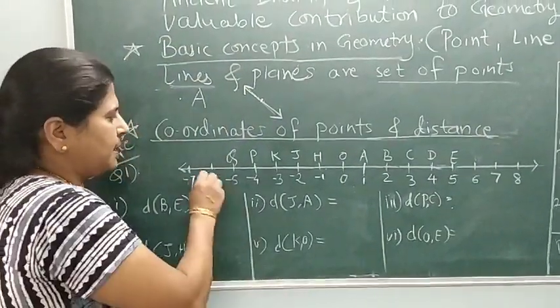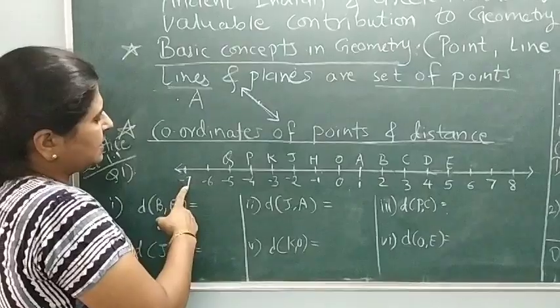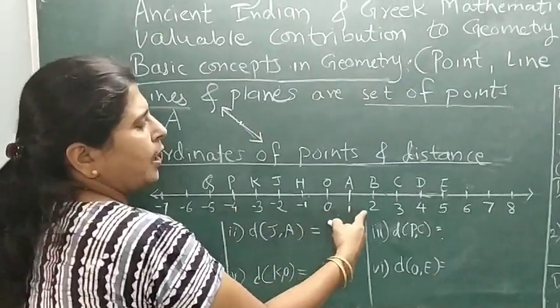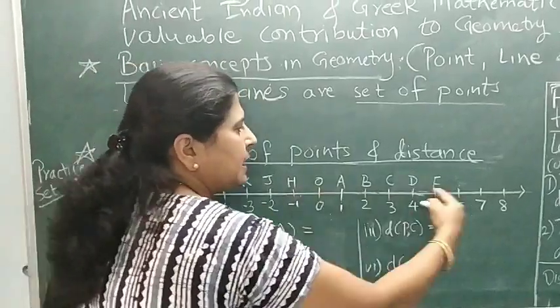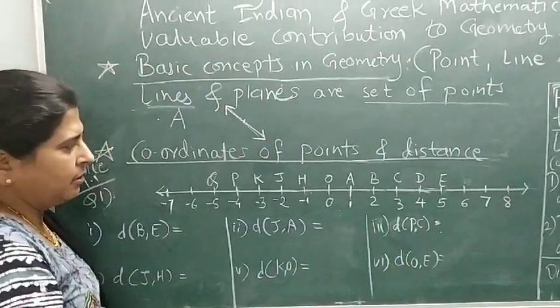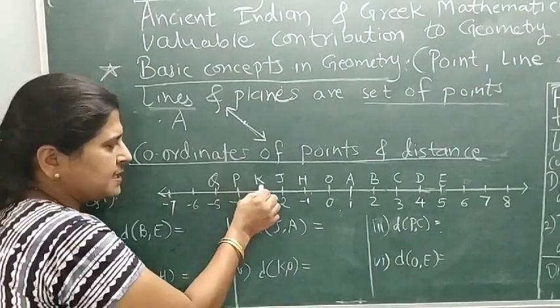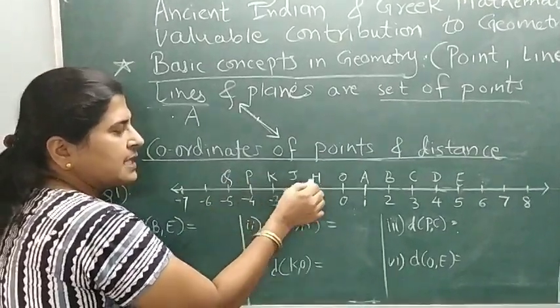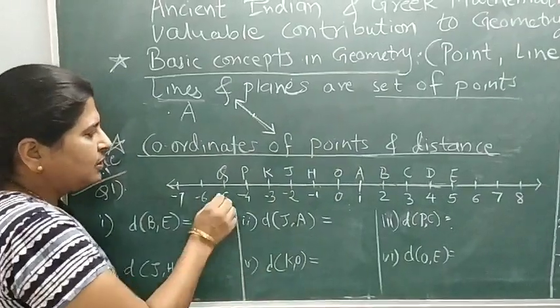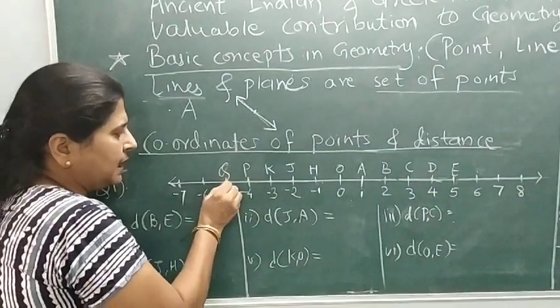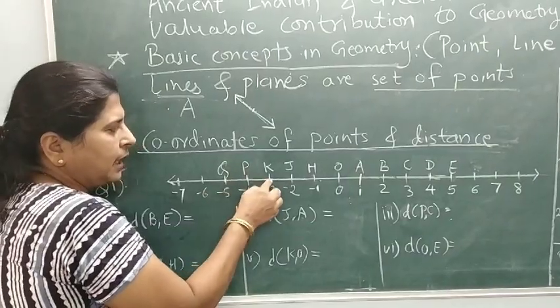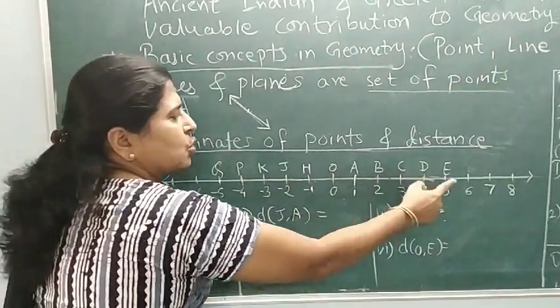Now what does this number line show? As we can see, the number line shows negative integers, 0 and the positives. This number line is an integer number line, and certain points are on it. We can see certain capital letters. Now these letters are nothing but the points. This is point Q, this point is P, K, J, H and so on.